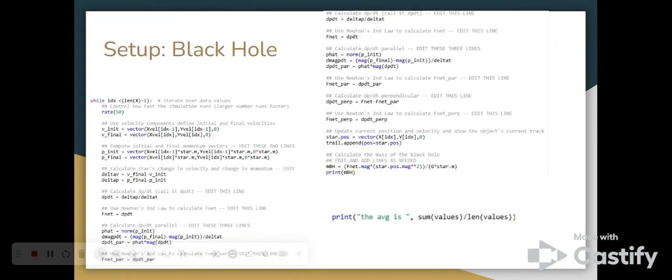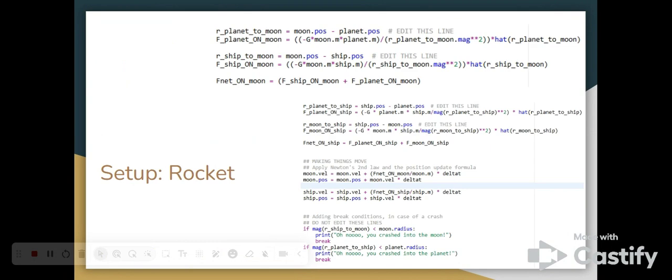So here's the setup for the black hole, going from left to right, up and down. You'll see that the final line given is print the average is sum of the values divided by the length of the values, basically giving us a weighted average. For the setup of the rocket, you can see going from the top to bottom, setting up the vectors and position, then going into our calculations with our position and velocity update and force updates.